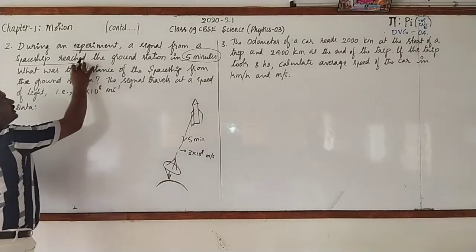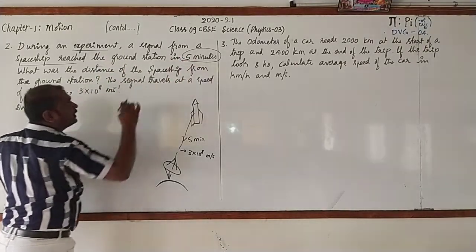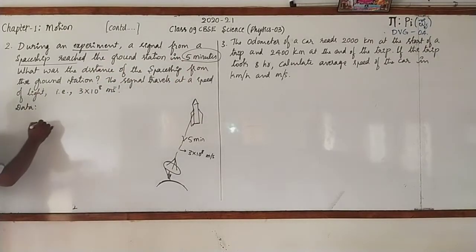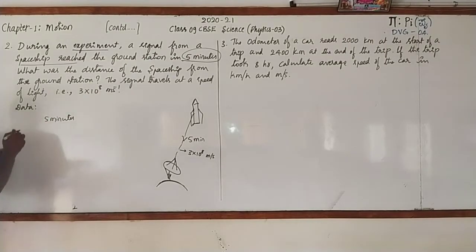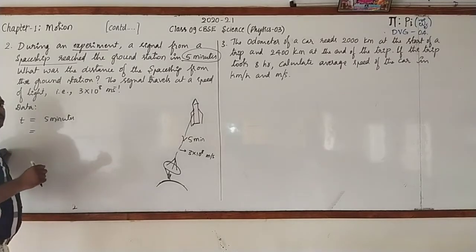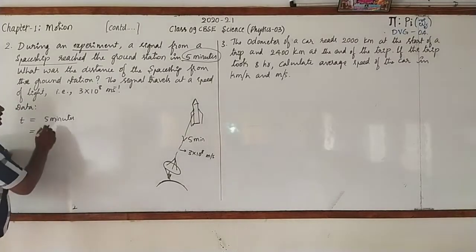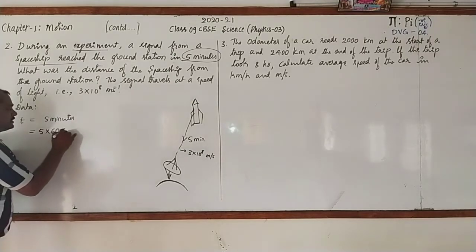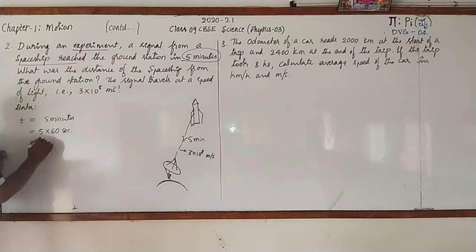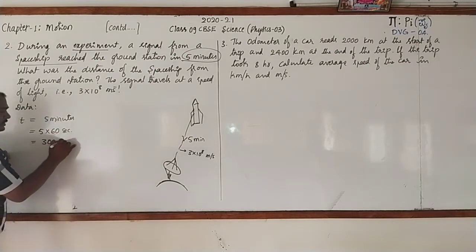The signal from the spaceship reached the ground station in 5 minutes. What does 5 minutes indicate? 5 minutes, it is time, obviously. So we can write t equal to 5 minutes. Then, is it in SI unit? No. What is the SI unit of time? It is second. Hence, convert 5 minutes into seconds. 5 into 1 minute equal to how many seconds? It is 60 seconds. Then 5 sixties are 300 seconds.